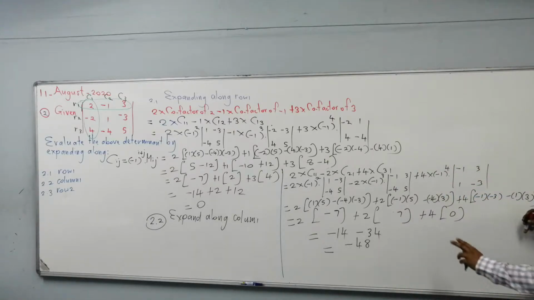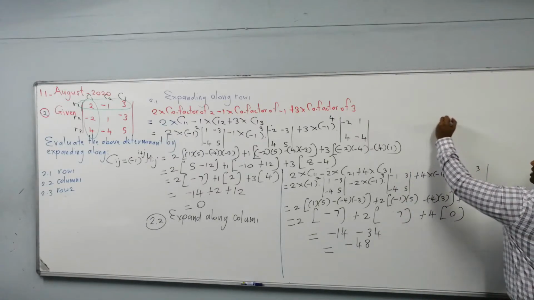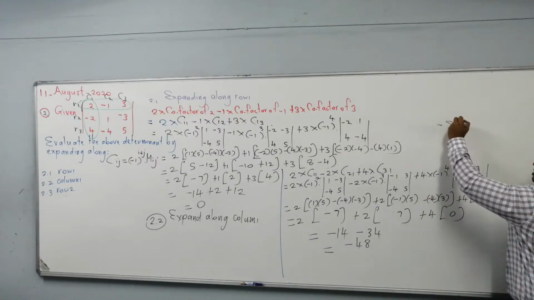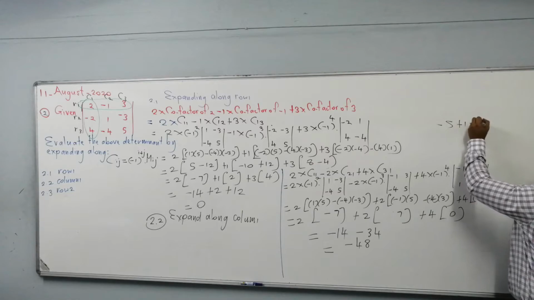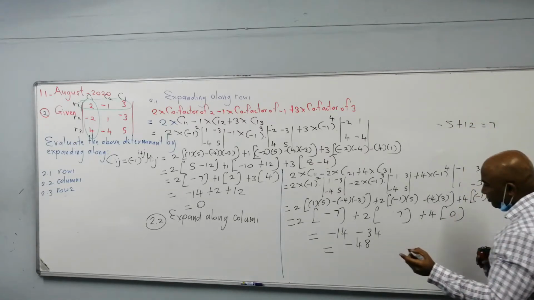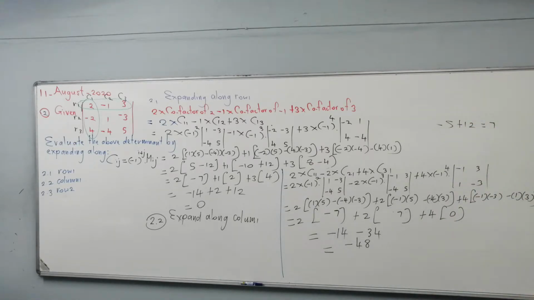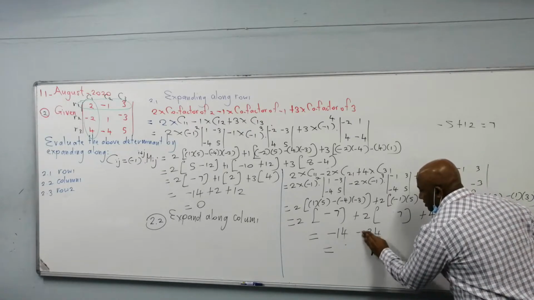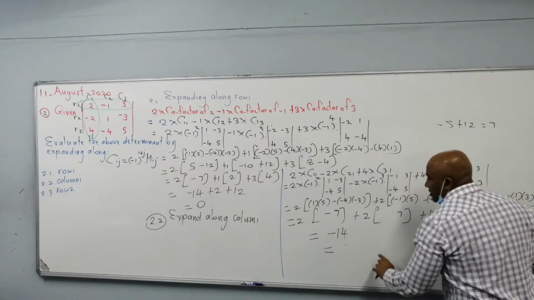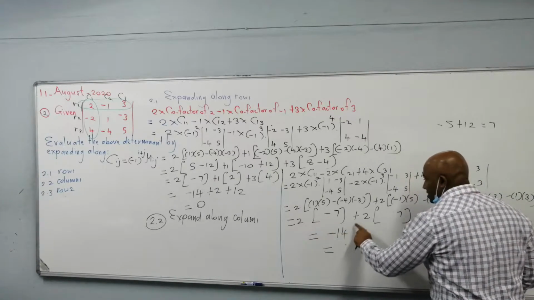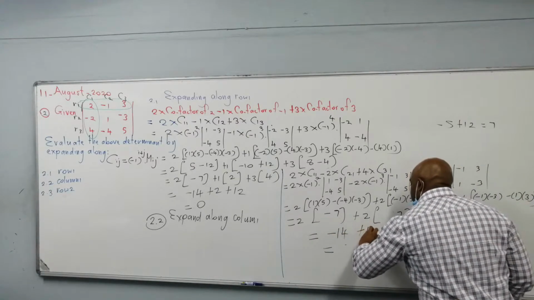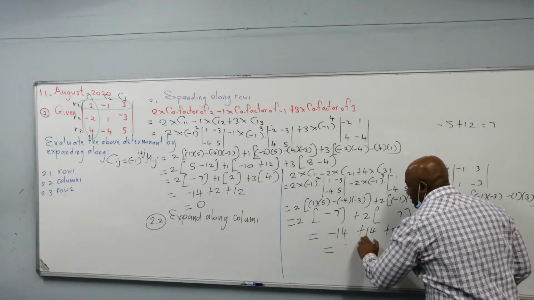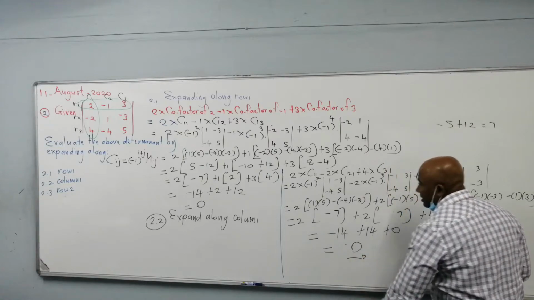So let me just work this out: minus 1 times 5 is minus 5, negative times negative is a positive, 4 times 3 is 12, so that's 12 minus 5, which is equal to 7. Correct now? Yes. Alright, so there's a mistake here. So 2 times minus 7 is minus 14, 2 times 7 is plus 14, and then 0 times anything is 0. So minus 14 plus 14 gives us 0.